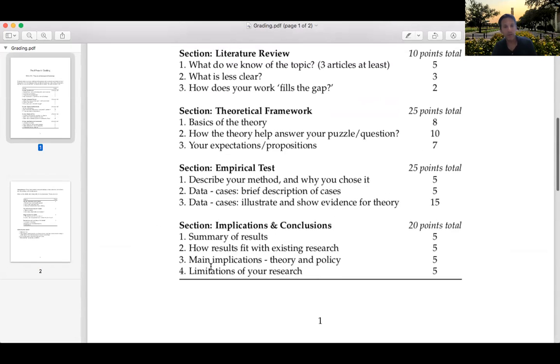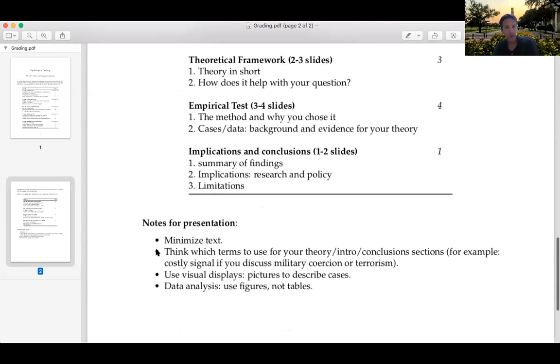And the last section is the summary of the results. What you found, how that fits with the existing research, the implications that it has for the theory as well as the policy, and also, because no research project is perfect, what the limitations of your research are, right?